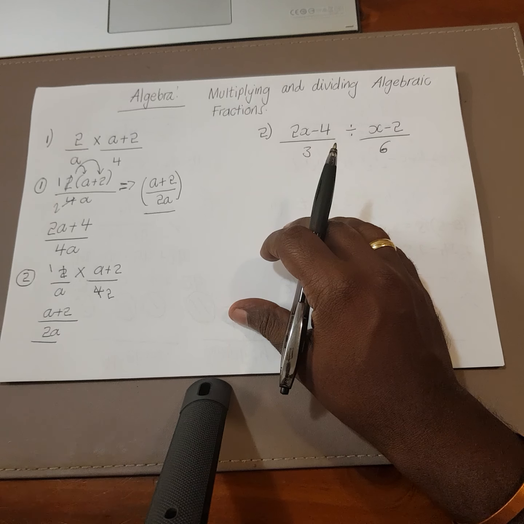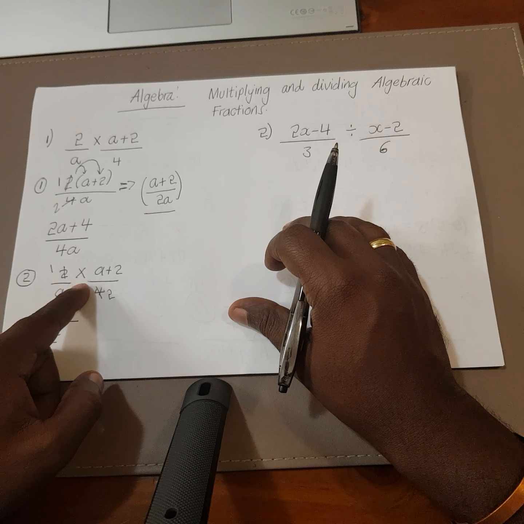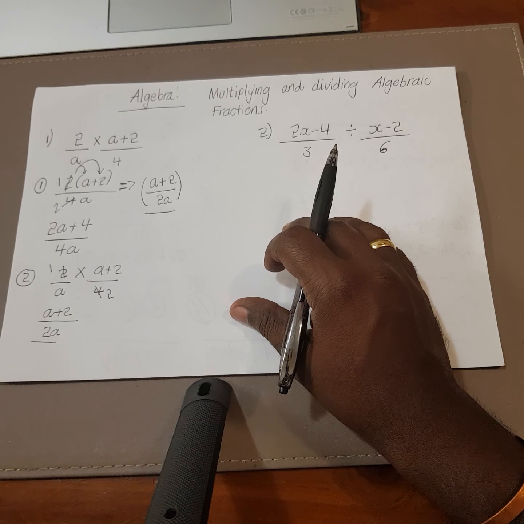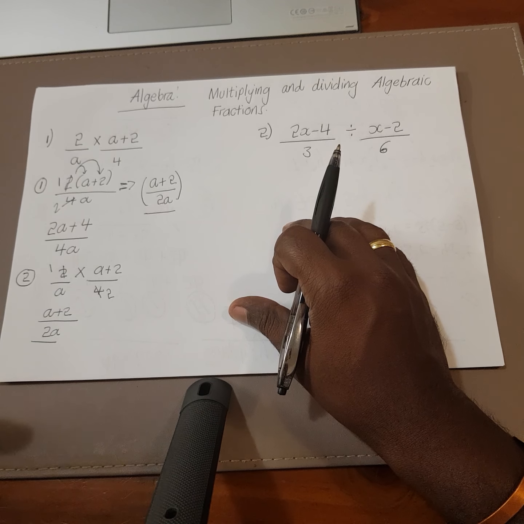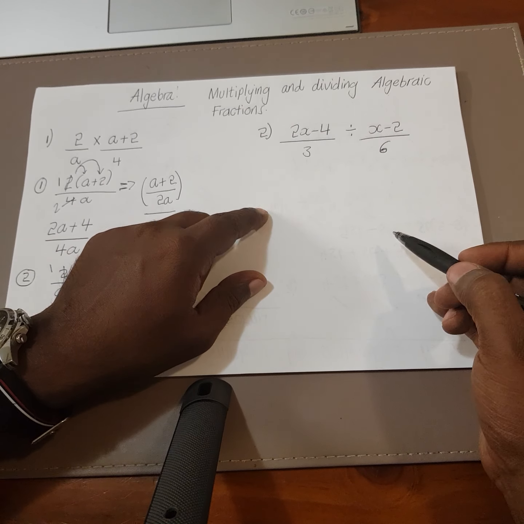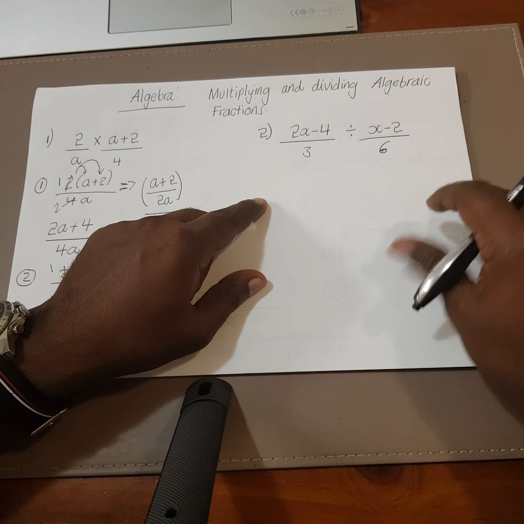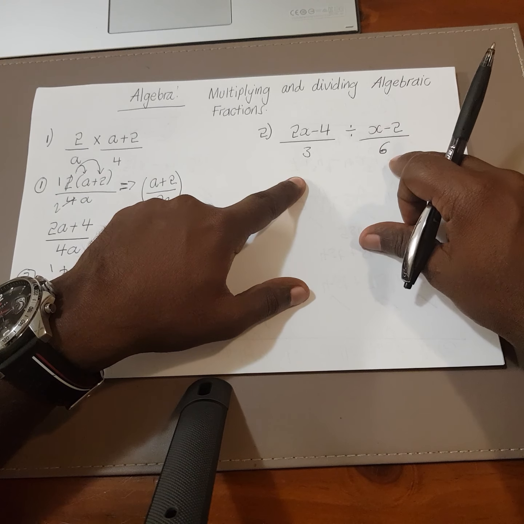You've got to remember that you can do this simplification when you've got a multiplication and a division. You can't do it when you've got addition and subtraction. So when we do adding and subtracting algebraic fractions, this will make more sense. All right, now let's look at question number 2. You've got (2x minus 4) divided by 3, divided by (x minus 2) over 6.